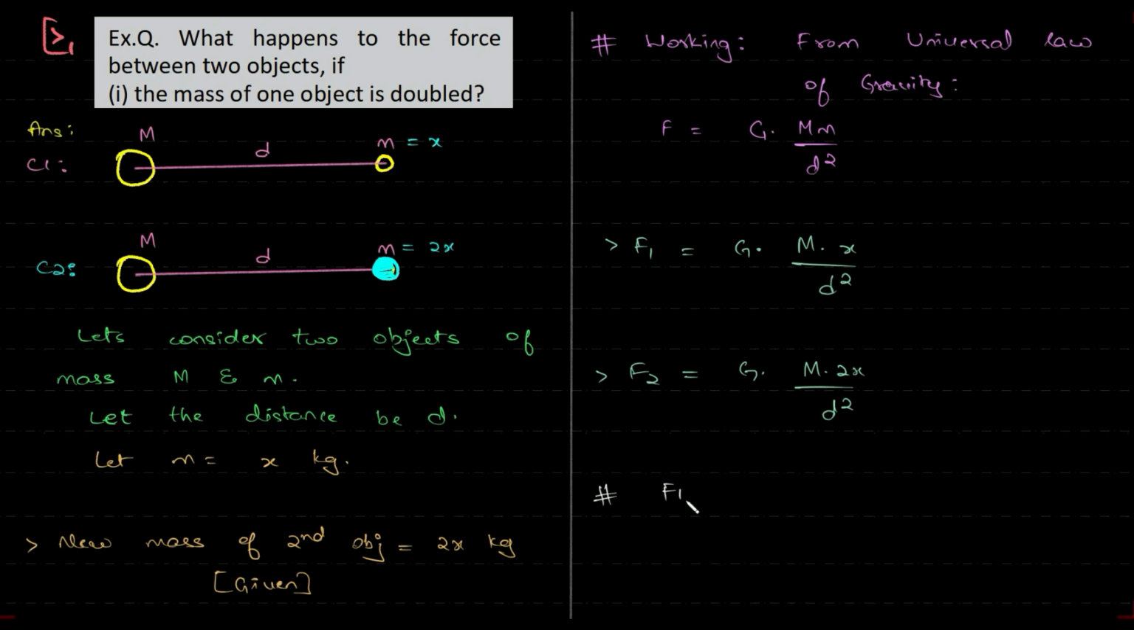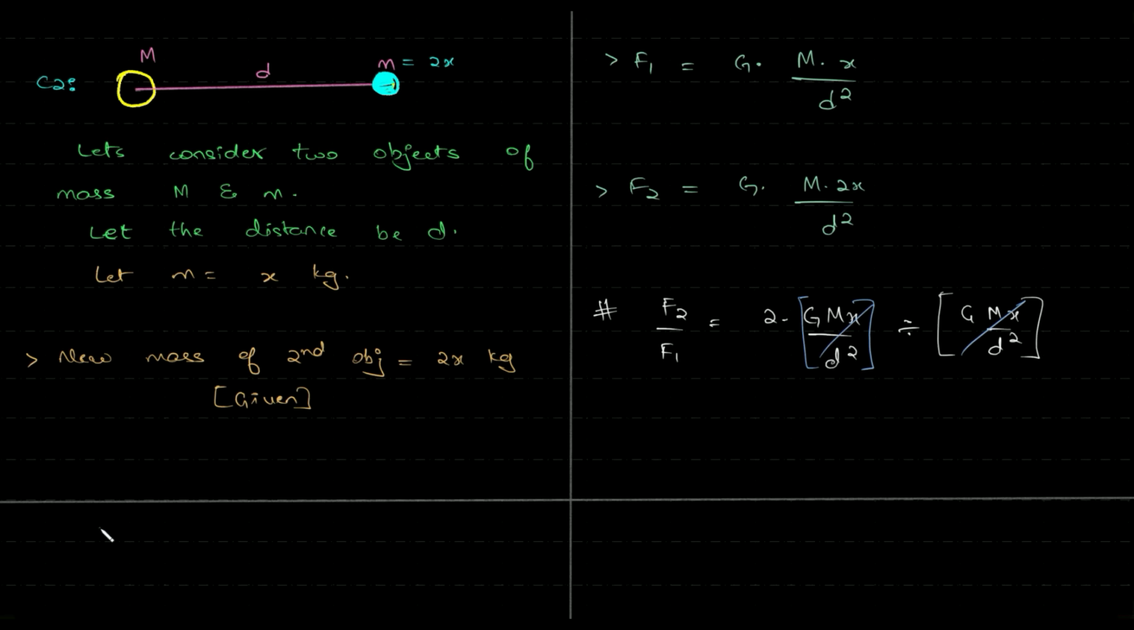So what is it that we're looking at? We're looking at taking the ratio of F2 by F1. So that would be G M 2x by d square. If not, we can reorganize this and write it as 2 into G M x by d square getting divided by G M x by d square. Clearly, there's no confusion. We can clearly cut this entire thing, put it in a bracket, cut this and cut this, 2 by 1. So F2 by F1 is 2 by 1. So F2 is equal to what guys? F2 is equal to 2F1.